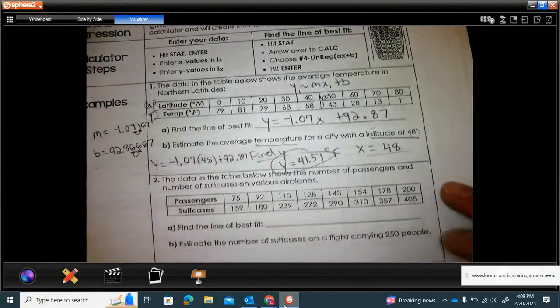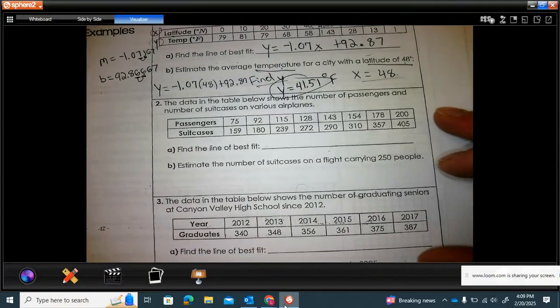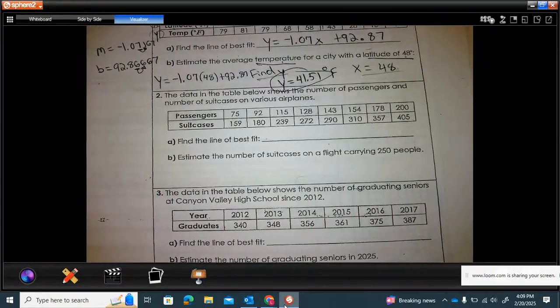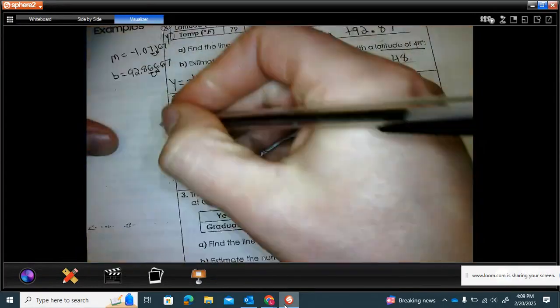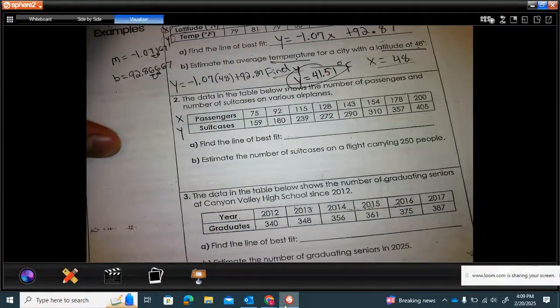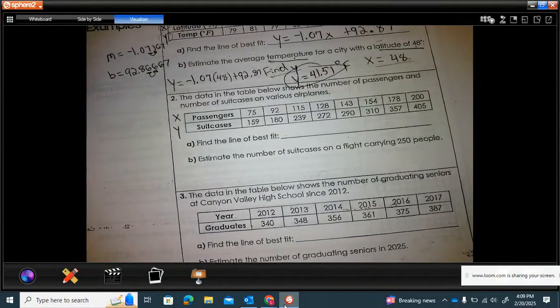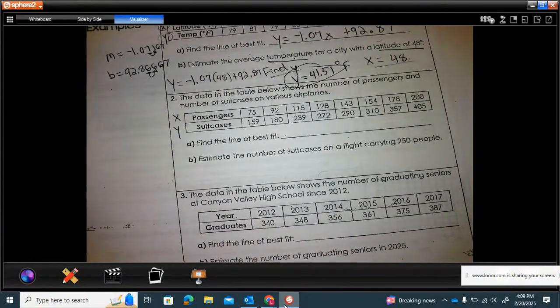All right, so let's try another one. So this one here, it says the data in the table shows the number of passengers and the number of suitcases on various airplanes. So again, these data tables, like they literally figured out, if there was 75 passengers, they counted the suitcases. It's real data that they collected. And so let's say x is passengers and y is suitcases. So what we first need to do is find the line of best fit using Desmos. And then we have to estimate the number of suitcases on a flight carrying 250 people because we don't have the actual hard data for when there are 250 people.